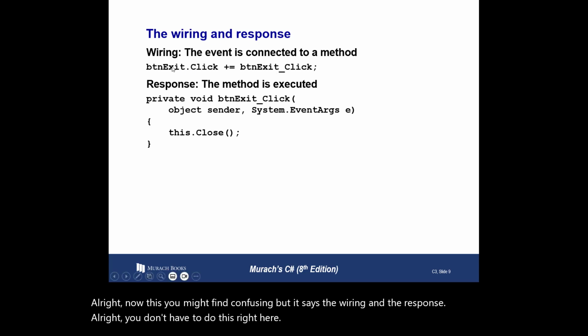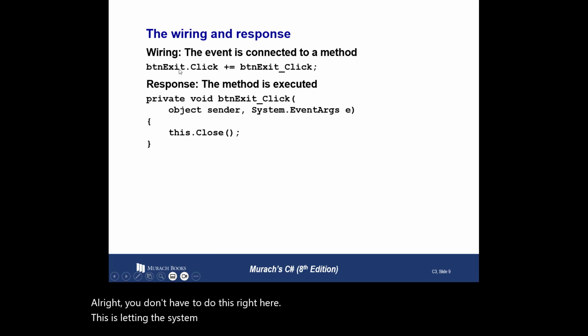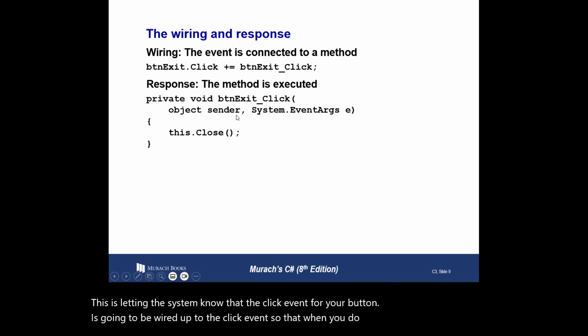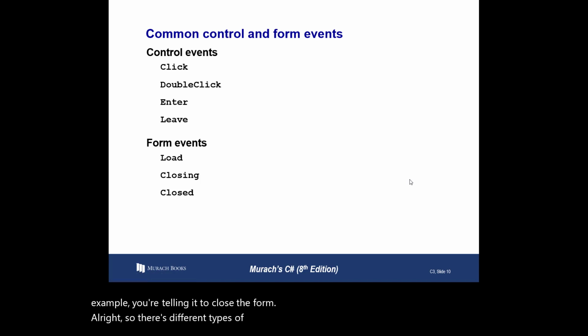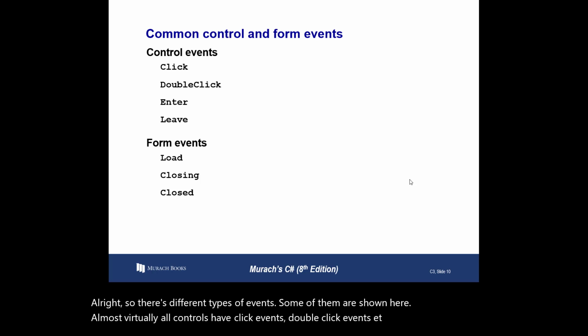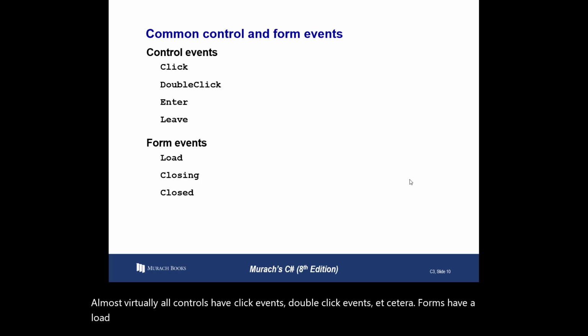This is letting the system know that the click event for your button is going to be wired up to the click event, so that when you do this, for the exit button, for example, you're telling it to close the form. All right. So there's different types of events. Some of them are shown here. Almost or virtually all controls have click events, double click events, etc. Forms have a load event, a closing event, and a closed event.